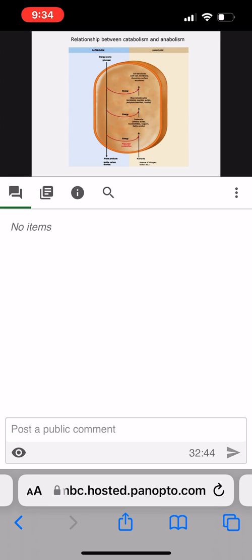And the release of energy, anybody remember what that term is called? Right, exergonic. The exergonic reactions release energy, and the opposite of that, those that require energy for synthesis, are called endergonic, correct.